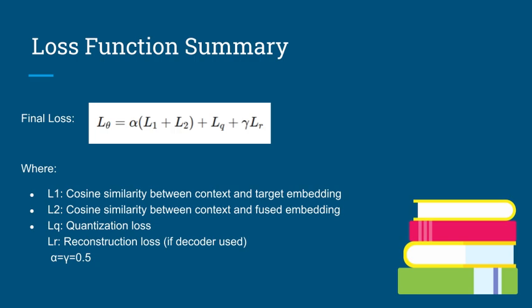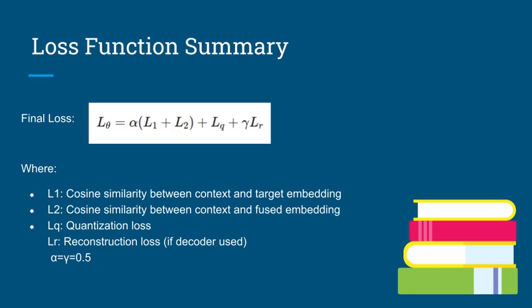L1 compares the global feature embeddings produced by the context encoder and the target encoder, which are applied to two differently augmented versions of the same input image. This helps ensure consistency between the two views.